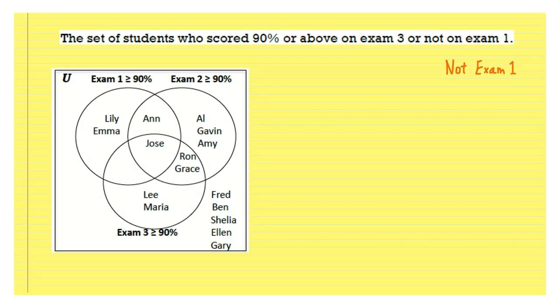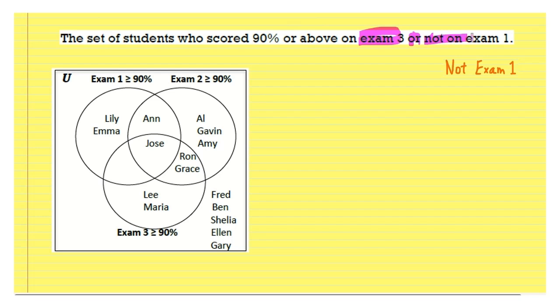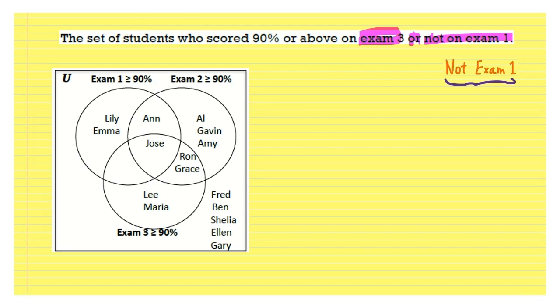This next statement wants us to look at the set of students who scored 90% or above on exam 3 or not on exam 1. So the first thing we're going to do is actually focus on this not exam 1. So we're going to go over here and find exam 1. Exam 1 is right here.